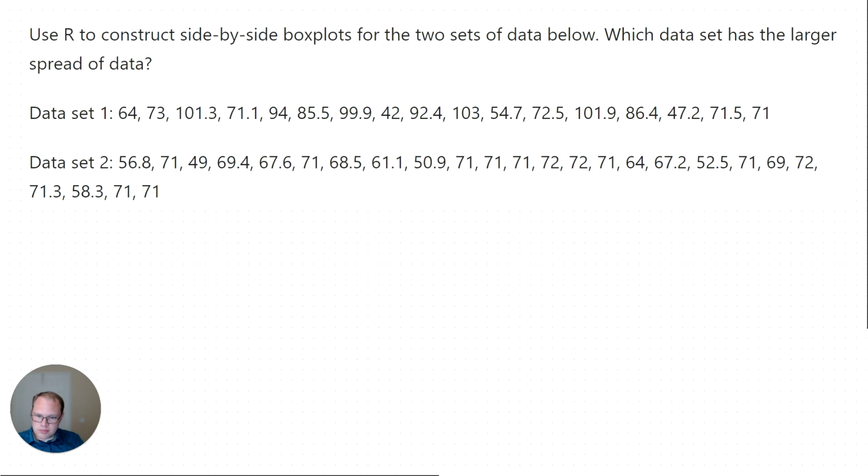All we do is call box plot, and then we just separate the different lists of values with commas. So x1 would be the set of data from our first data set. x2 would be the set of data from our second data set. Okay, so let's do this with the calculator.